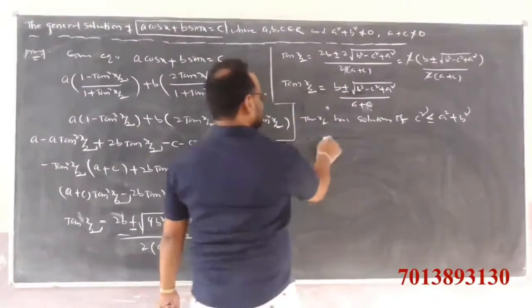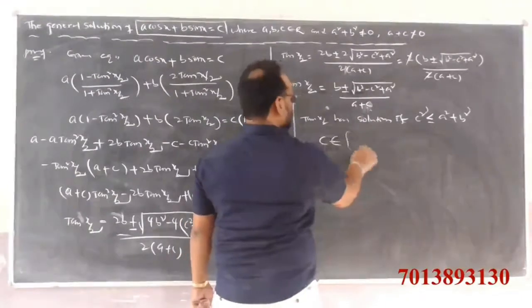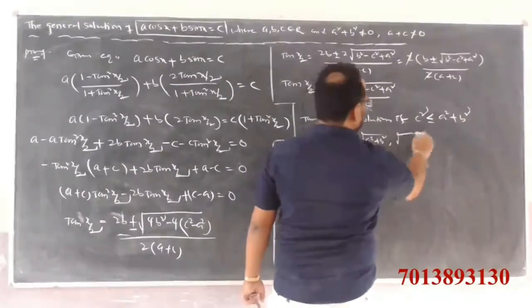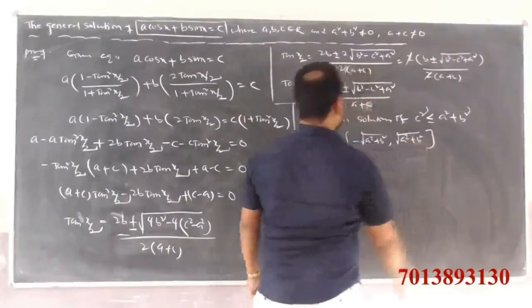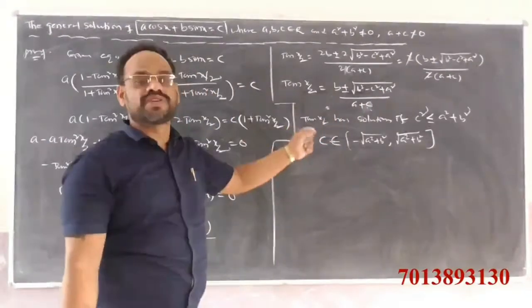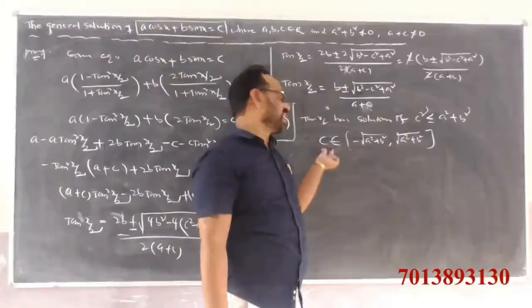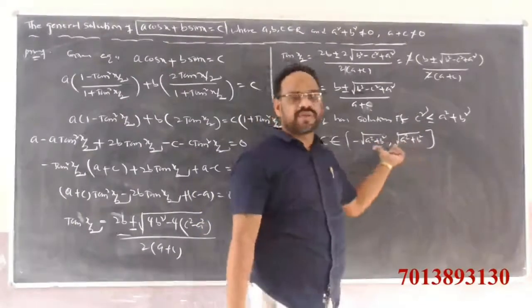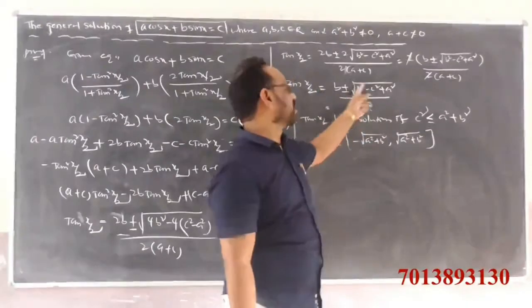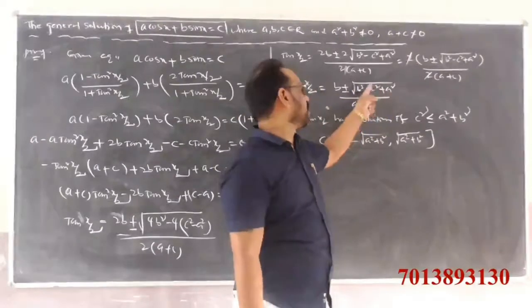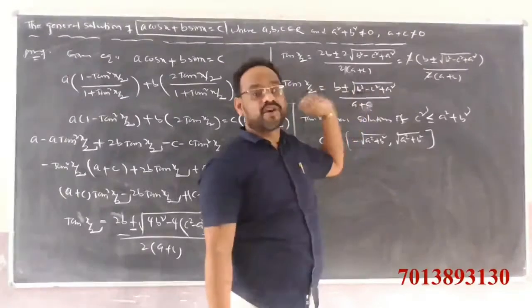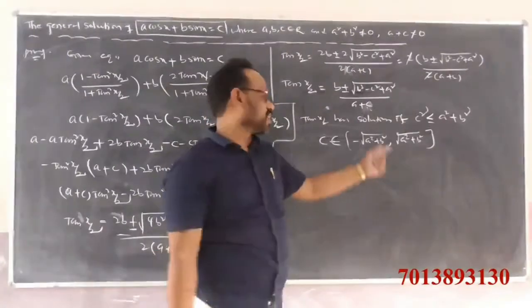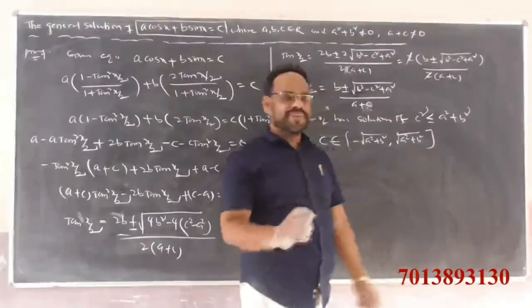So clearly, c belongs to the closed interval from minus square root of a square plus b square to plus square root of a square plus b square. Then only tan x by 2 has solutions, otherwise we do not get a real solution, since we get the square root of a negative number, that is a complex number. So compulsorily c belongs to minus square root of a square plus b square comma plus square root of a square plus b square.